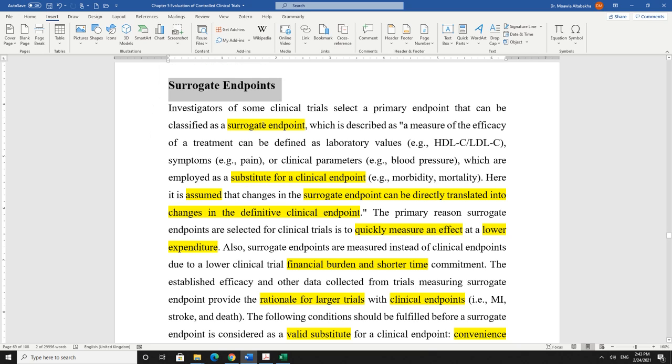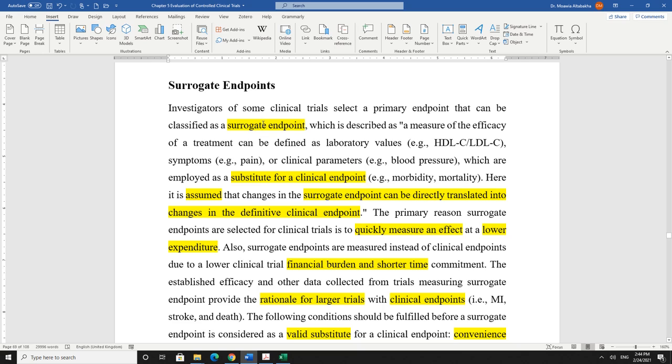Okay, surrogate endpoints. You might have heard about surrogate mother. Now, surrogate endpoints here refers to a measure of efficacy, something to measure the effectiveness of the drug, which can be a laboratory value or symptoms like the pain, okay, or a clinical parameter like blood pressure, that are used to substitute the most important thing of medication, which is the clinical endpoint. And clinical endpoint is related to morbidity, meaning diseases, and mortality, death.